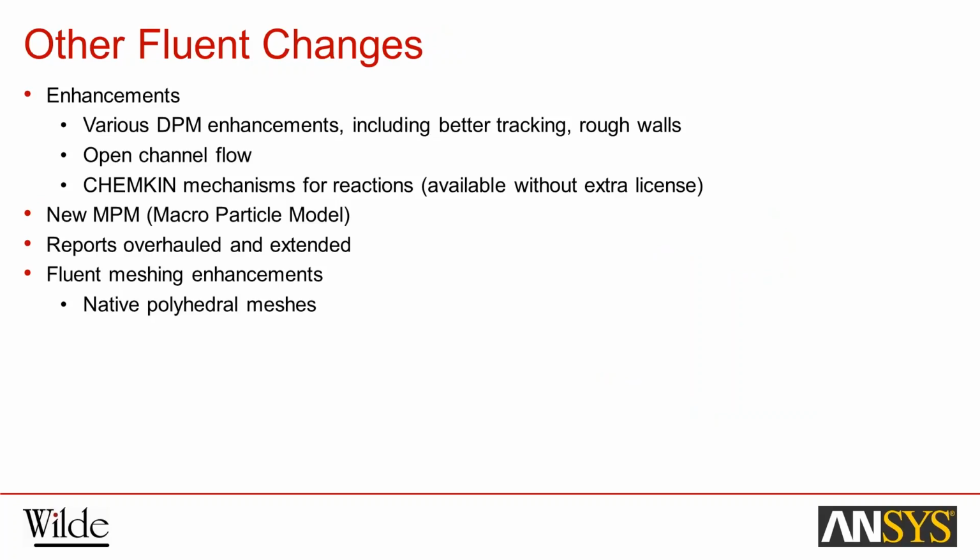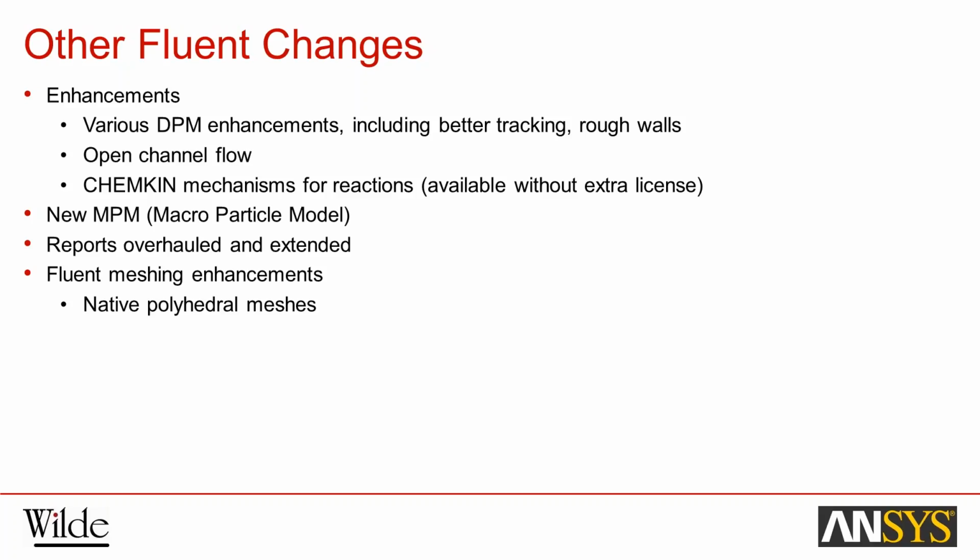Other FLUENT changes, which we won't discuss in detail, but we'll just touch on. There have been various enhancements to the discrete particle model, including better particle tracking and new boundary conditions, including rough walls. There are enhancements to open channel flow. There's been considerable movement on chemical reactions. Chemkin as a module was available under an additional license in previous versions, and it's now available without an extra license.